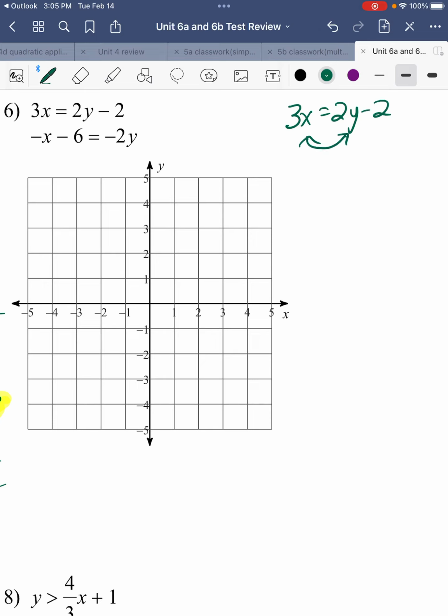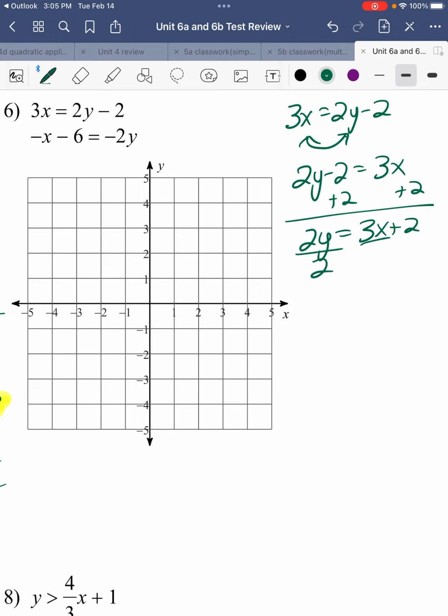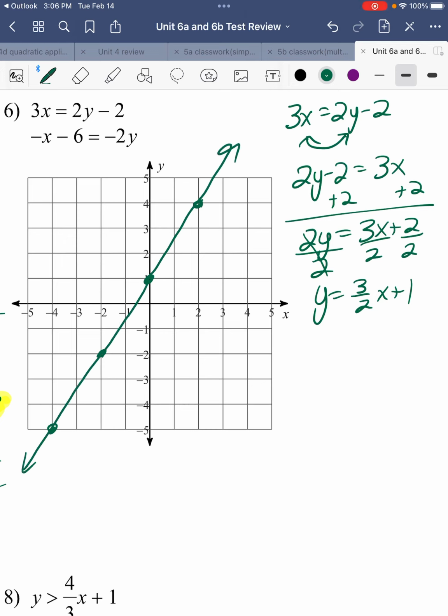You need to solve for y. If you want to switch them around so your y is on the left side of the equation, you certainly can. 2y equals 3x plus 2. Divide by 2. And we got our y-intercept of 1. Go up 3, right 2. Or down 3, left 2. Down 3, left 2. There's my line that represents that equation.